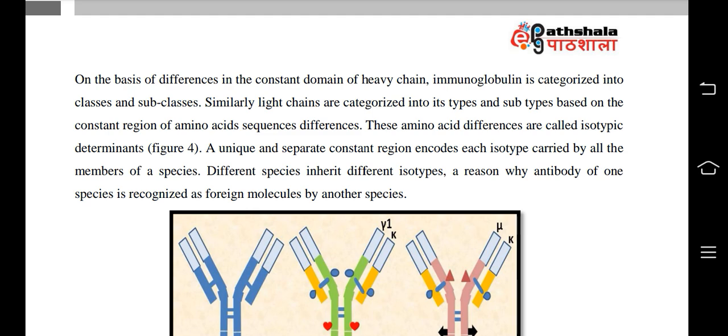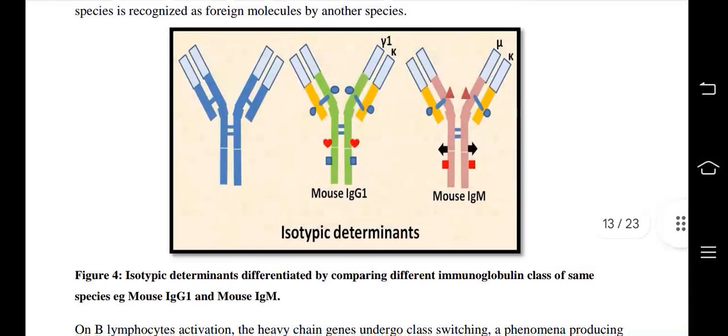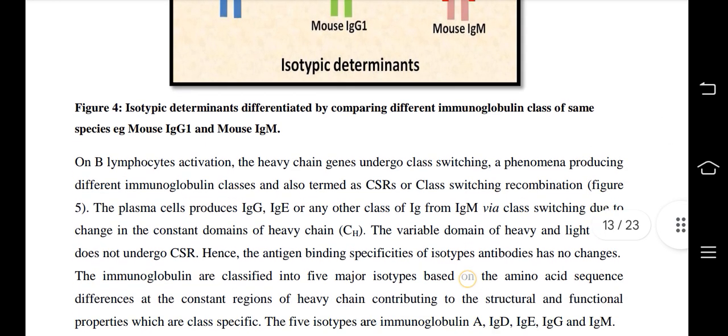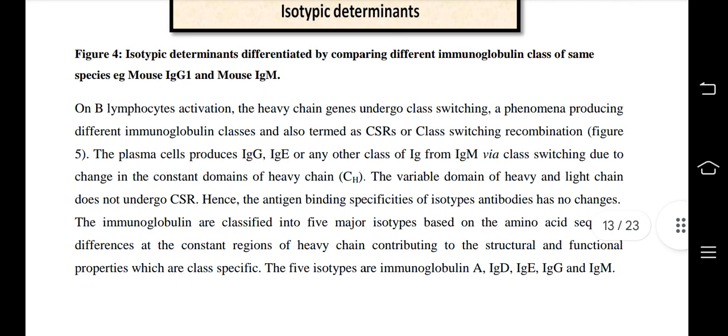Different species inherit different isotypes, a reason why antibody of one species is recognized as a foreign molecule by another species. Mouse IgG1, mouse IgM. So on B lymphocyte activation, the heavy chain genes undergo class switching, a phenomenon producing different immunoglobulin classes, also termed as CSR or class switching recombination.